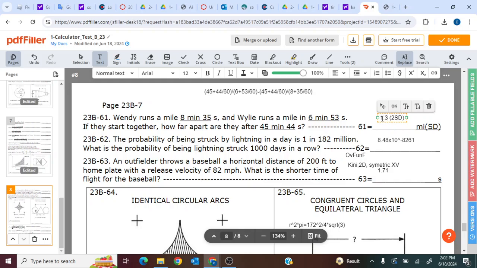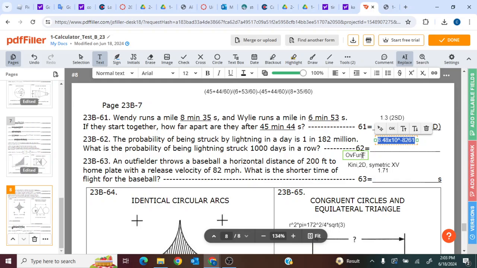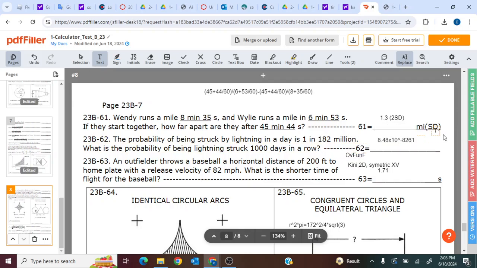So 1.3. Next, 62, the overflow problem. The probability of being struck by lightning in a day is that much. What's the probability of being struck 1,000 times in a row? Well, that is going to be very unfortunate for you, but if you do go to overfunction, put this 1 over 182 million as your number and 1,000 as your exponent, it will give you this value from this program right here that we made specifically for 62.